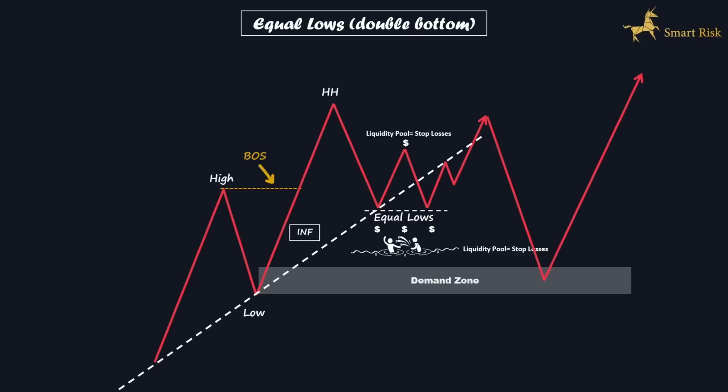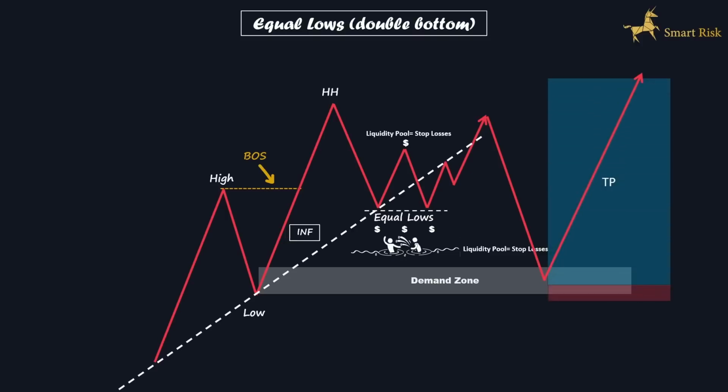Consequently, we can initiate a long position from this demand zone as the market has already collected the stop losses of retail traders, and there is no further need to collect more stop losses. As a result, after the liquidity sweep, we can confidently enter a trade. As mentioned previously, the primary objective of smart money is to clear out all the stop losses of retail traders. Therefore, we should enter the market after stop losses have been swept.